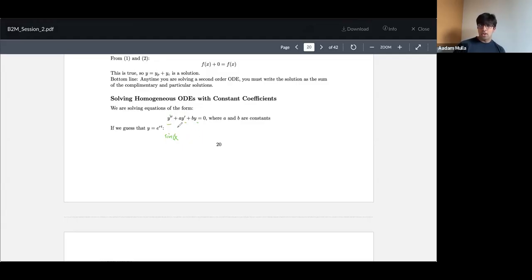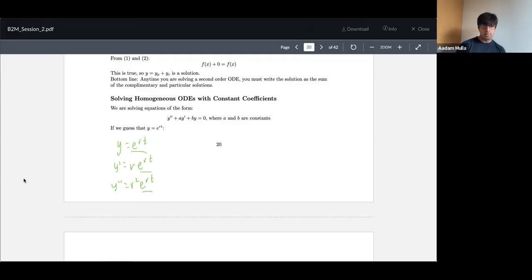So a good guess would be, let's guess y equals e to the rt. Why? Because if y equals e to the rt, then y prime equals r e to the rt, and then y double prime equals r squared e to the rt. Right? And because all of these are of the form something times e to the rt, there's a good chance that they can be canceled out depending on what we choose r to be.